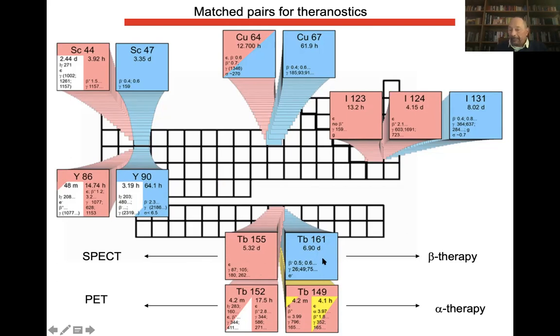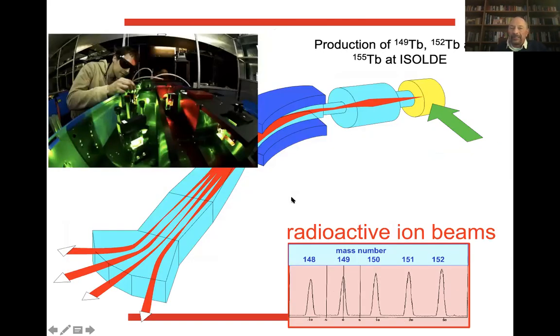So if you use terbium, but this also applies to others, terbium is particularly nice, you can have SPECT, PET, beta therapy and alpha therapy with the same chemistry, binding these different isotopes to the same carrier. This is what they are doing at ISOLDE at CERN, where they are working hard on the production of these terbium isotopes with the ISOL method. And with this, I'd like to conclude.